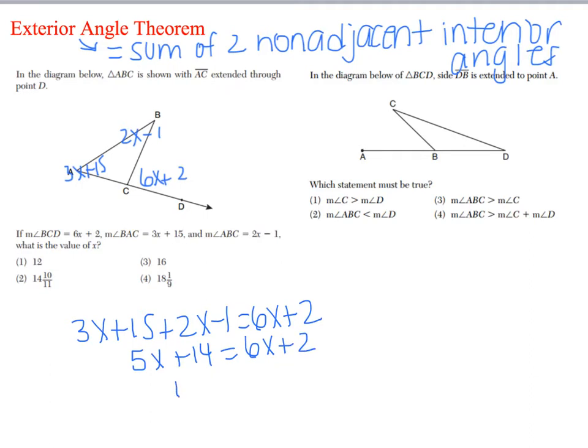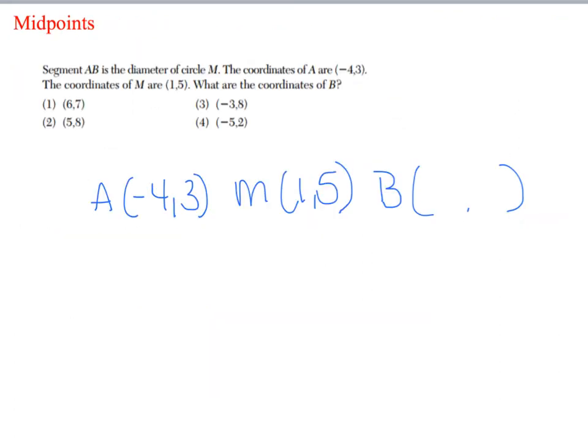And then when you're done, x is 12. The other rule with exterior angles is that it's also bigger than either of those 2 non-adjacent interior angles. So in number 2 on the right, this is the exterior angle. This is a non-adjacent interior. This is a non-adjacent interior. It's got to be bigger than each of those, so choice 3.